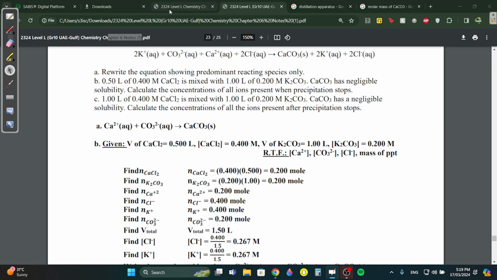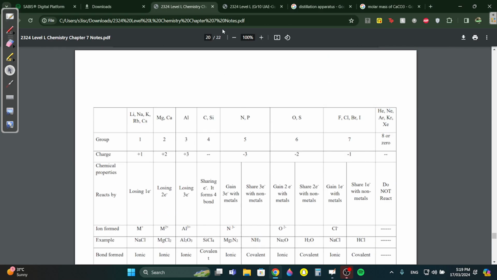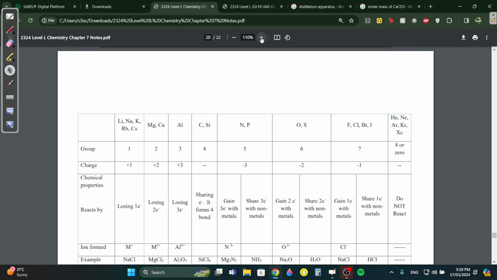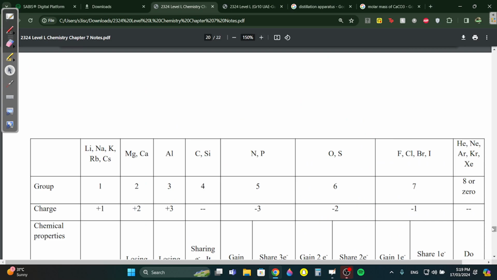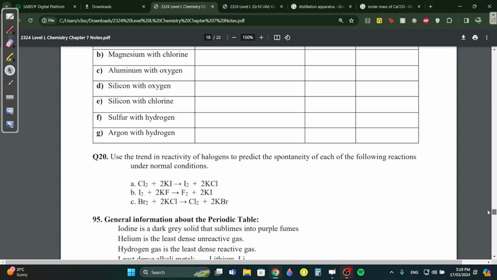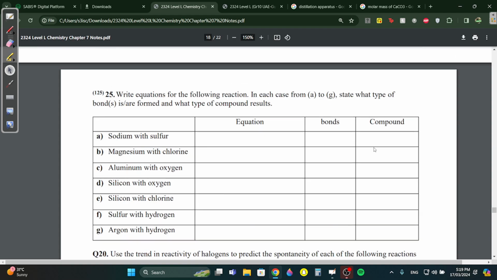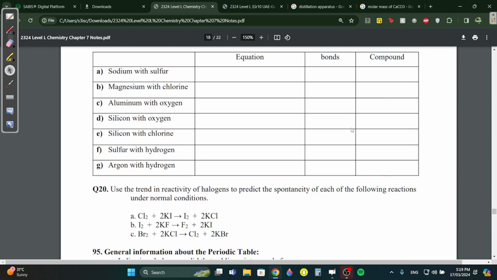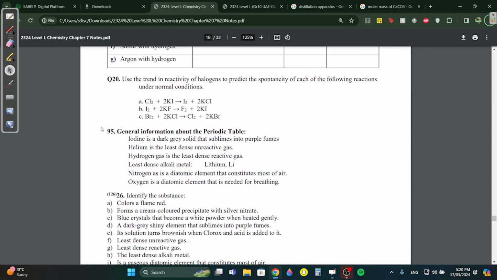Okay, let's move to chapter 7 notes. For chapter 7, I think they're going to get the spontaneous, non-spontaneous reactions, which is here. Before moving on to that, this wasn't in the quiz, but let me just go over it quickly.